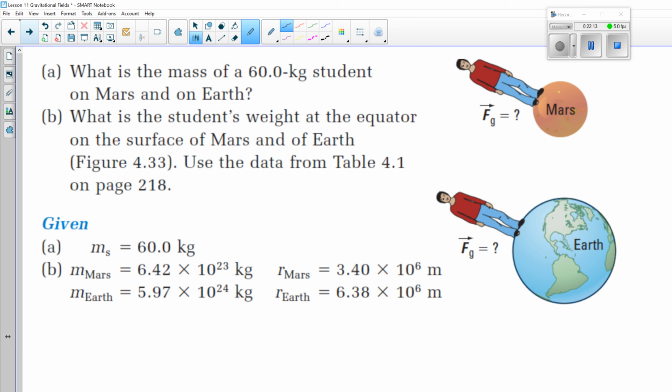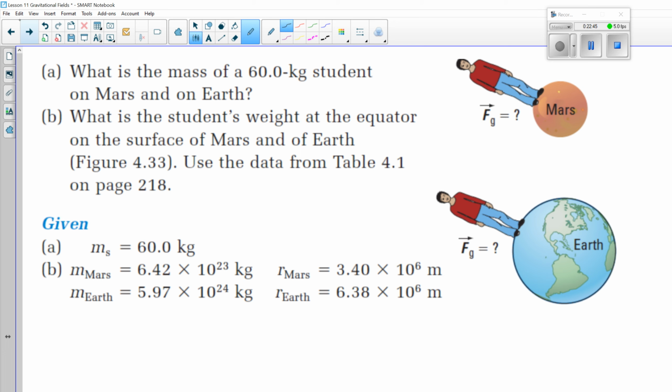Now, part A of this question, I love this question. I use it periodically on this unit exam. What is the mass of a 60 kilogram student on Mars and on Earth? 60 kilograms. That would be a 1 mark question. That's why it's a multiple choice question. But I would put in the answers for their weights on both, and then D would be like impossible to tell or something like that.